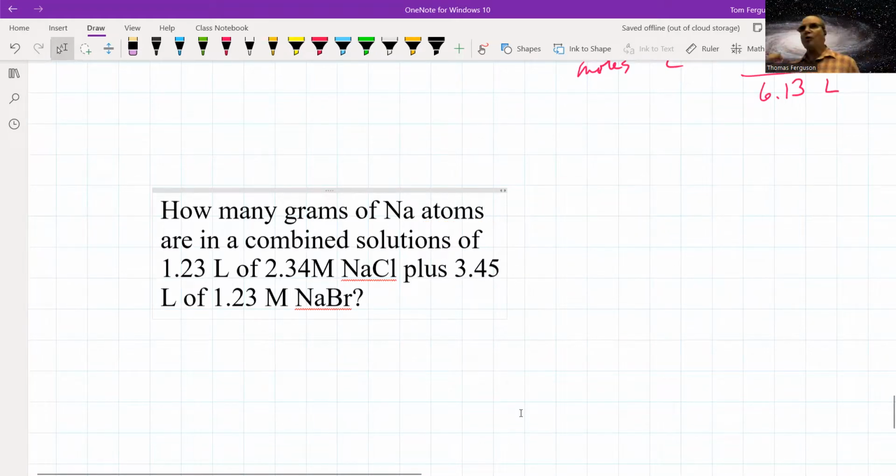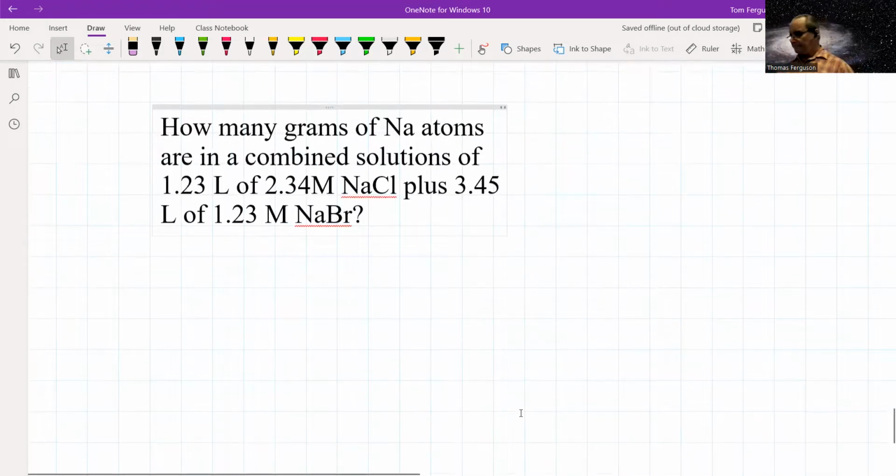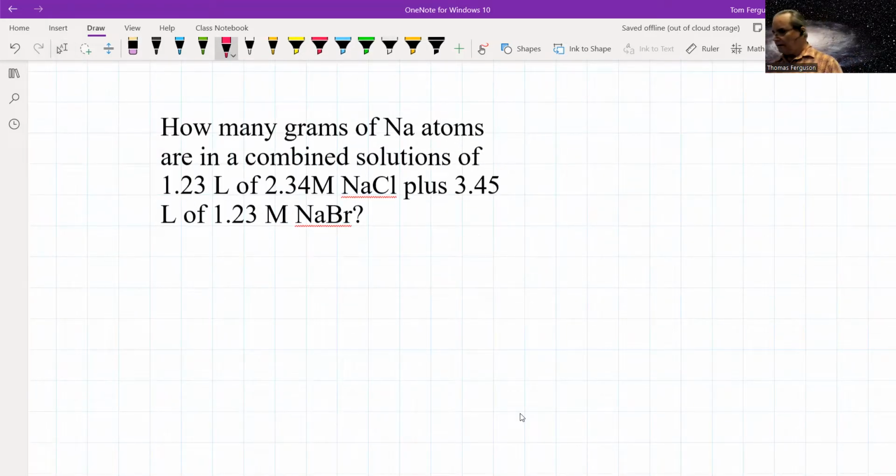Okay, how many grams of sodium atoms are in combined solutions of 1.23 liters of 2.34 molar sodium chloride plus 3.45 liters of 1.23 molar sodium bromide? Okay, so let's break this down. Let's call this A and this one B.